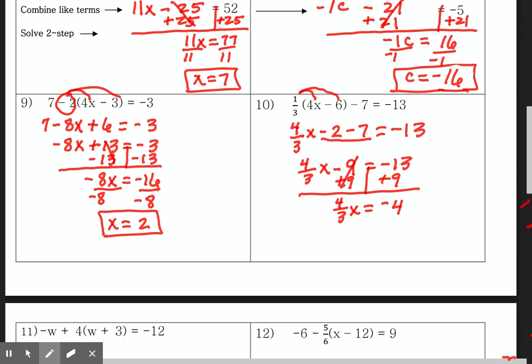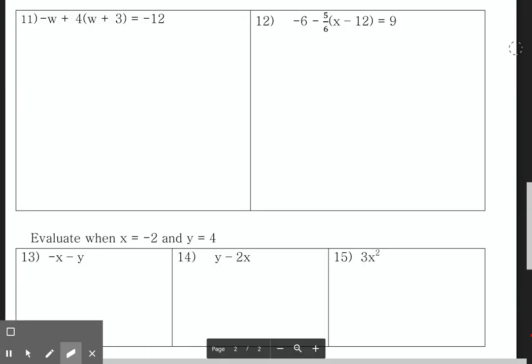All right. So then what I have to do here is to get rid of my denominator. So I'm going to multiply by 3, multiply by 3. So that cancels out. So I have 4x equals -4 times 3 is -12. And then I divide both sides by 4. So -12 divided by 4 is -3.